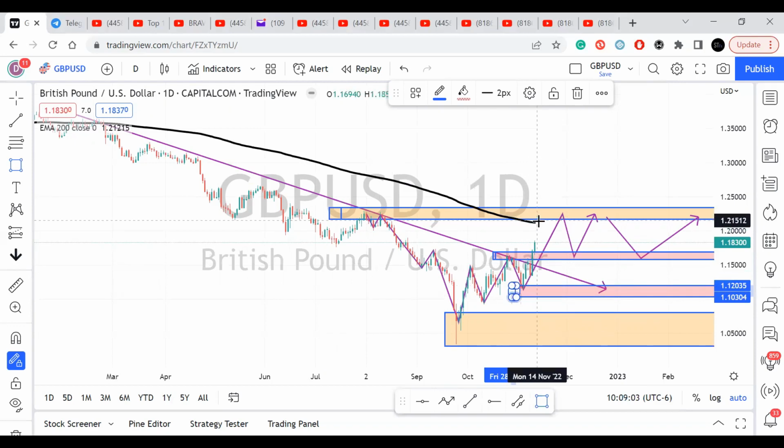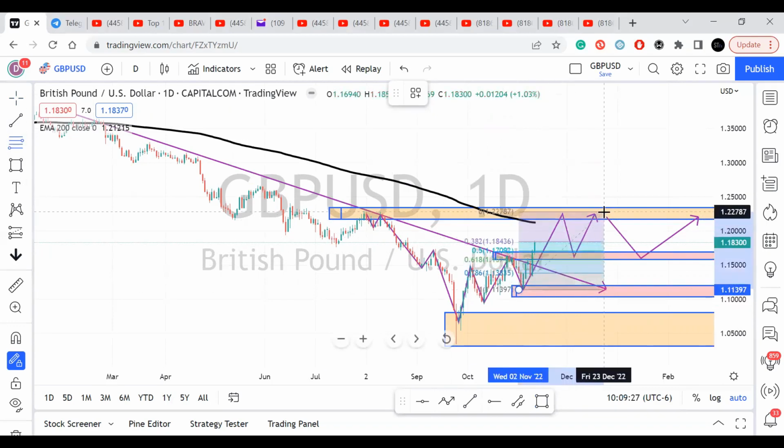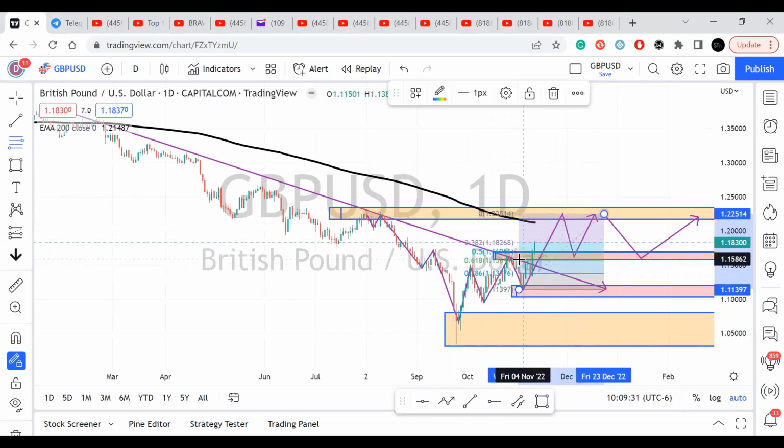Price is now pushing up to come to this weekly high, but I don't expect price to make a 100% pullback. So I am anticipating price to come back to test like a 50% pullback. If you use the Fibonacci retracement tool, I'm anticipating about this region, about this 50%. Yeah, between 50 and 61% pullback.